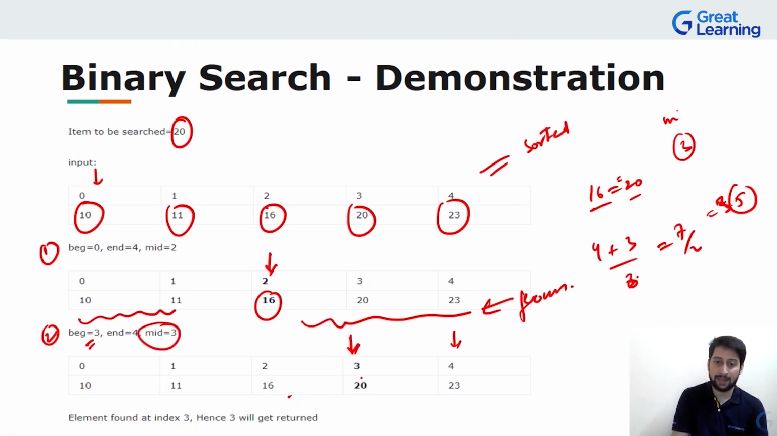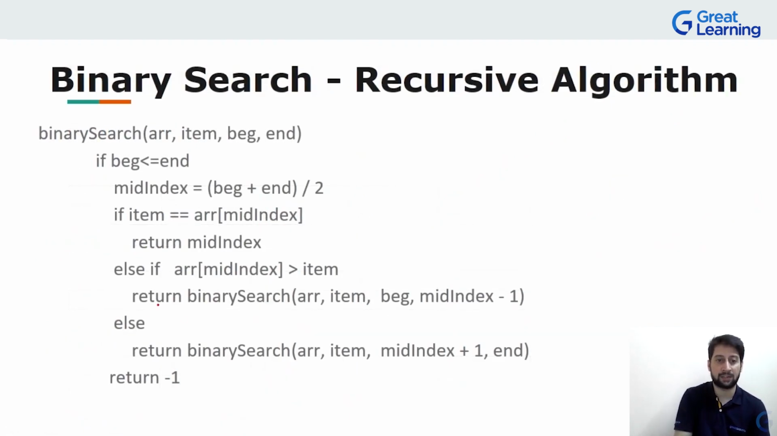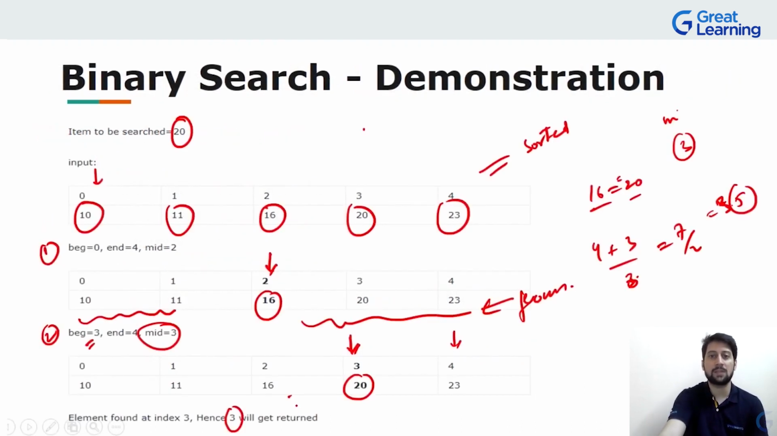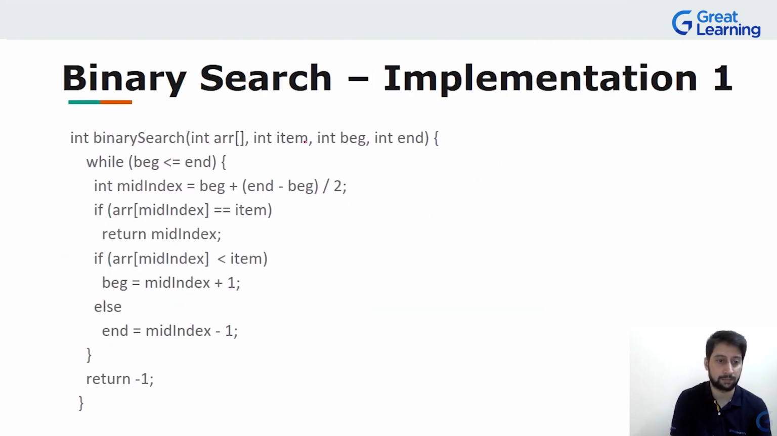Now, is this the element that we're looking for? Yes. So we'll return the index. We found our element at index 3, and hence we return 3. Because if you observe carefully, if the element is found, it is returning the index. So this will be returned. Okay. So this is how binary search works.